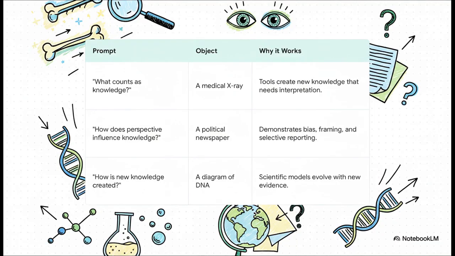Okay, check these out. For the prompt, what counts as knowledge? A medical x-ray is brilliant. It's a type of knowledge we trust, but it's made by a machine and needs an expert to even interpret it. For perspective, what's better than a political newspaper? An object literally built on framing and bias. And for new knowledge, a DNA diagram is perfect to show how our scientific models change over time. You see, in every single case, the object is the perfect piece of evidence for the chosen prompt.